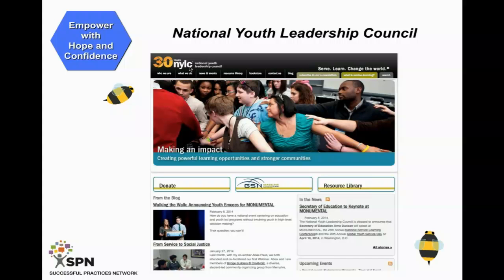Two other groups I want to mention briefly. One is the National Youth Leadership Council, which is a national organization that's done an awful lot with community service and service learning. And one of the ways that we really stretch students' understanding of community is to get them engaged very early in aspects of service learning. And this is an organization that has really promoted that within hundreds of school districts across the country.